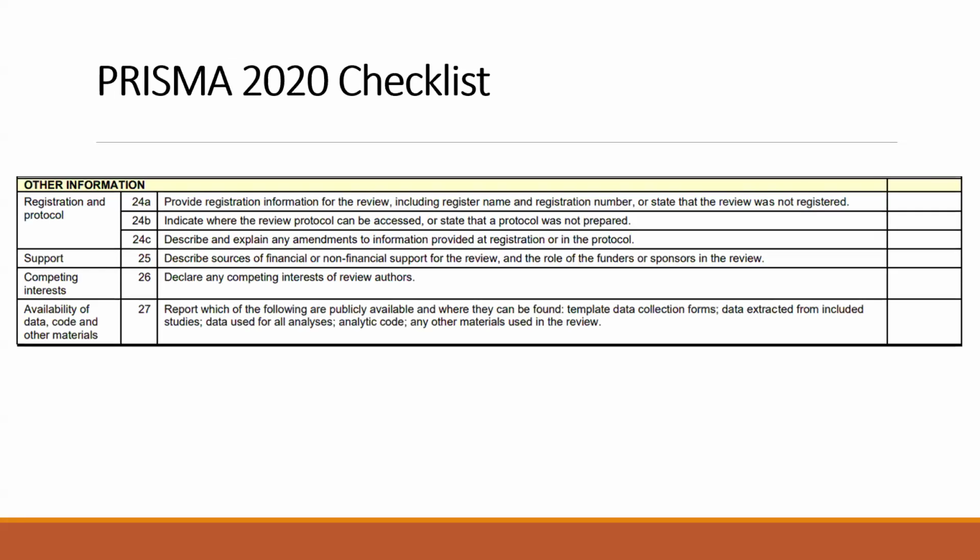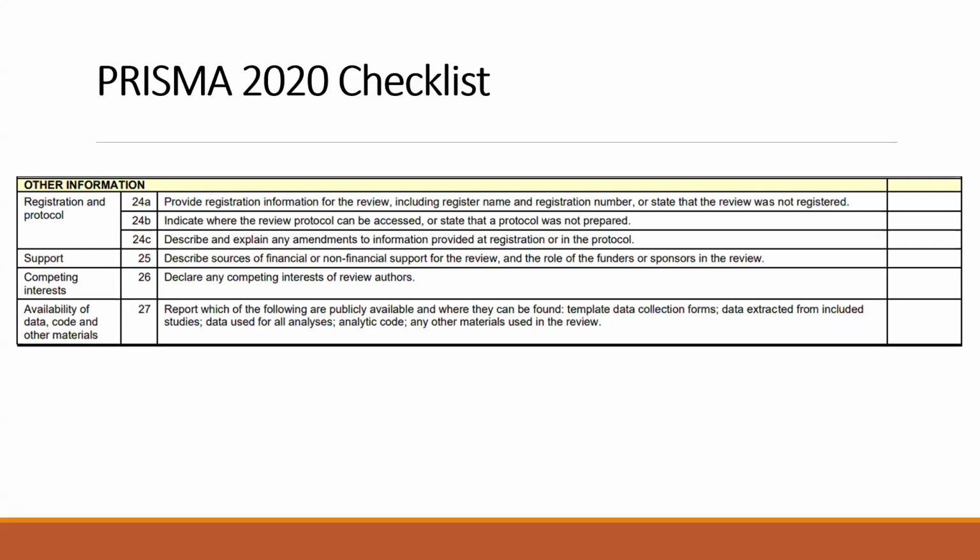You also have to report other information like registration and protocol: provide registration information for the review, including the register name and registration number. You can mention your registration number in your manuscript and mention the page number. Then indicate where the review protocol can be accessed or state that a protocol was not prepared. If you published your systematic review protocol, you can mention where it can be accessed, and provide the page number where you have reported it. Describe and explain any amendments to information provided at registration or in the protocol.